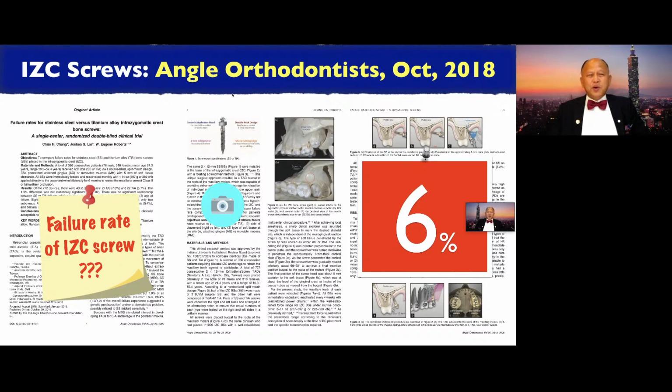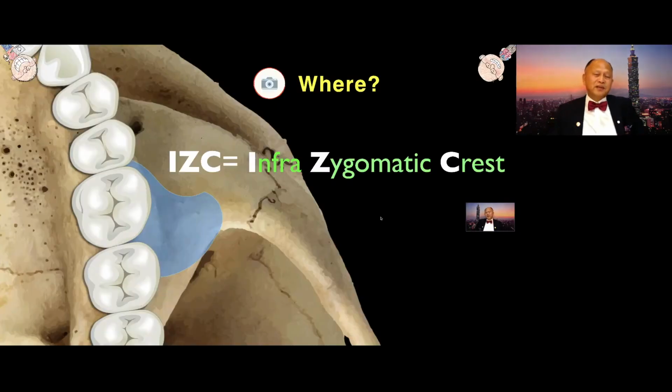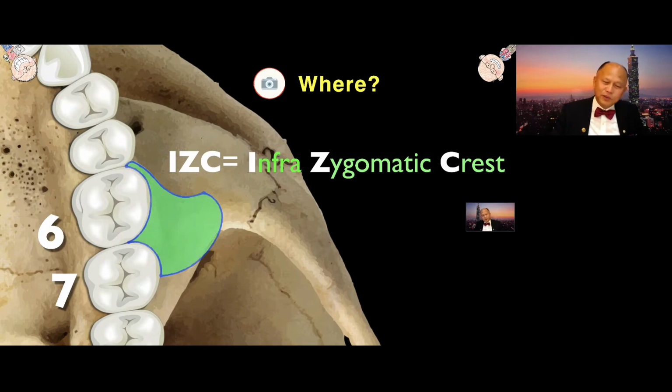How about the failure rate of IZC screws? We published 3 years ago in Angle Orthodontist. It was 6%, which is pretty low. And where is this IZC located? It is located outside 6 and 7. You have plenty of bone to work with, my dear friend. Do not tell me you don't have IZC bone. You have a lot. Take photo.